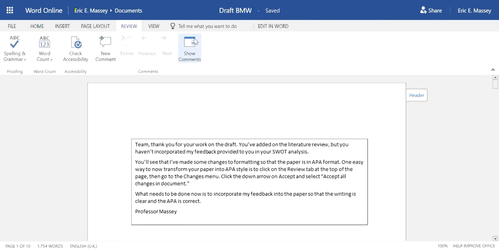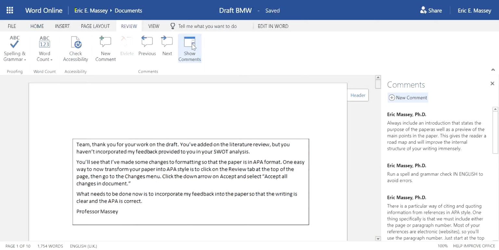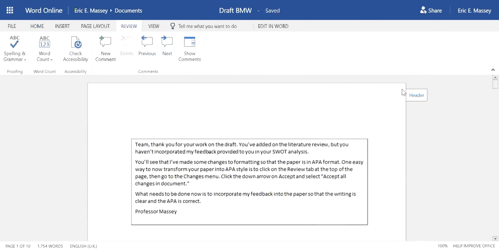So if we click on Show Comments, previous and next become active. And then you also saw, at least in this version of Microsoft Word, that the comments came up over here. This may or may not happen. I can go ahead and close that, right? So I can click on next.